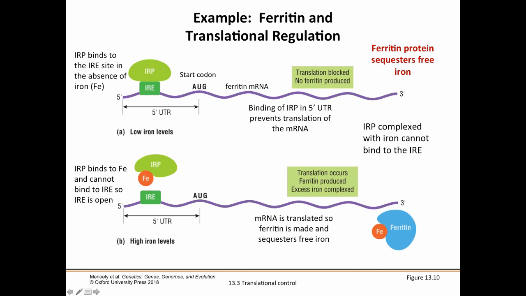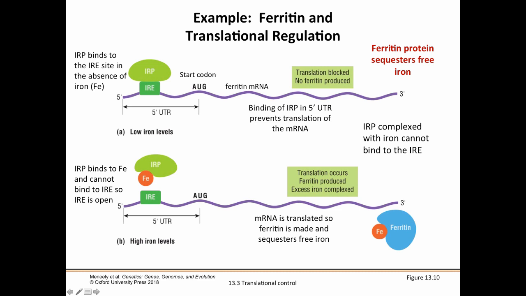And what can happen is there can be an iron response protein that binds to the iron response element. The binding of the IRP to the IRE essentially shuts down translation of this gene. Basically it interferes with translation. Translation is blocked, no ferritin is produced. This is the situation in low iron environments. So anytime your body has a normal amount of iron, the iron response protein is bound to the iron response element. That shuts down translation, no ferritin is produced.